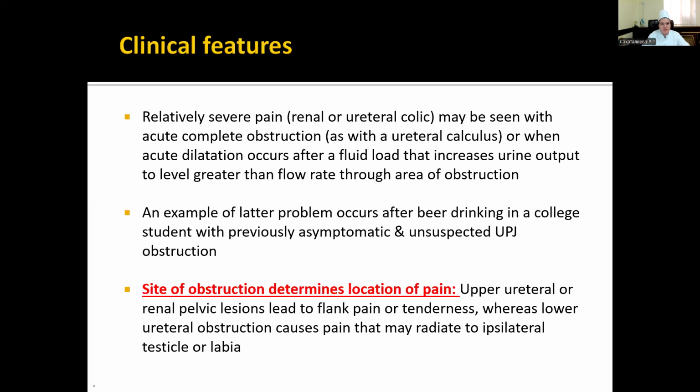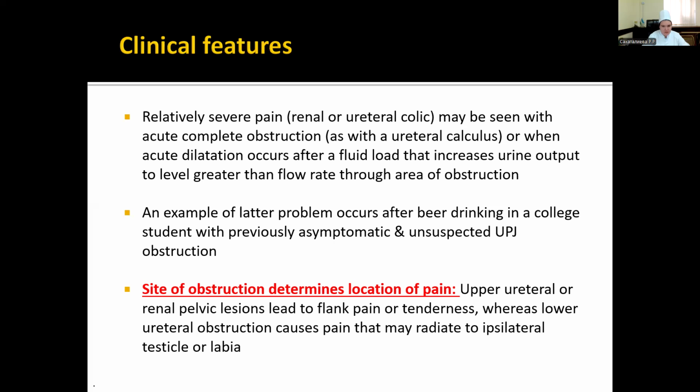Relatively severe pain, renal or ureteral colic, may be seen with acute complete obstruction, as with a ureteral calculus, or when acute dilatation occurs after a fluid load that increases urine output to a level greater than the flow rate through the area of obstruction. An example of the latter occurs during pregnancy in patients with previously asymptomatic and unsuspected UPJ obstruction.